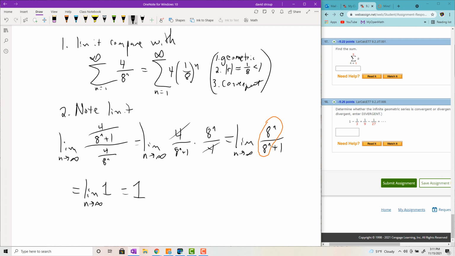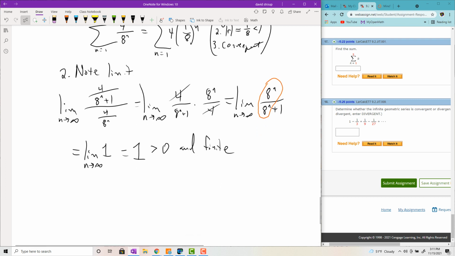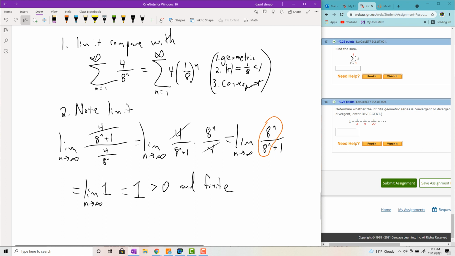Okay, which is greater than 0 and finite. Those were the characteristics for this test to apply. Just because it has a limit in this case doesn't mean it's convergent. Okay, it's the series that you're comparing it to that really determines your answer.